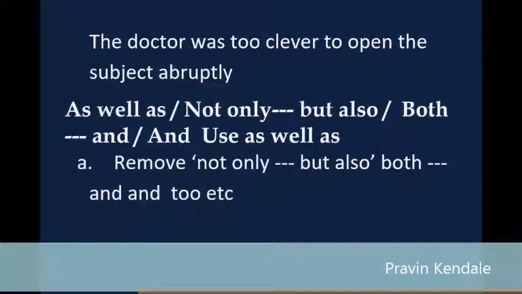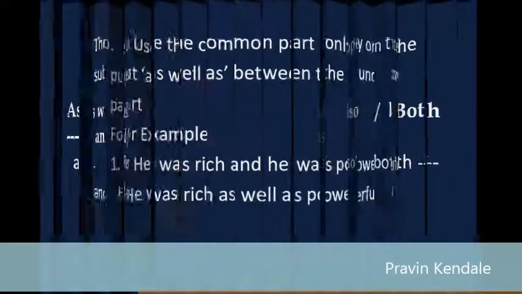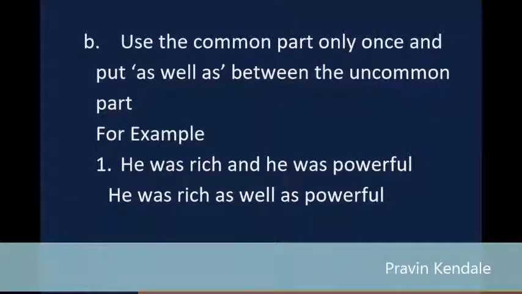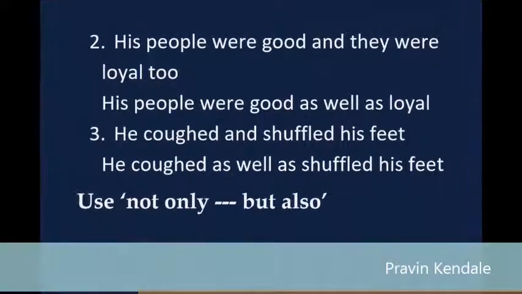As well as / not only but also / both - and. Use as well as. A. Remove not only - but also, both - and etc. B. Use the common part only once and put as well as between the uncommon part. For example, 1. He was rich and he was powerful. He was rich as well as powerful. 2. His people were good and they were loyal too. His people were good as well as loyal. 3. He coughed and shuffled his feet. He coughed as well as shuffled his feet.